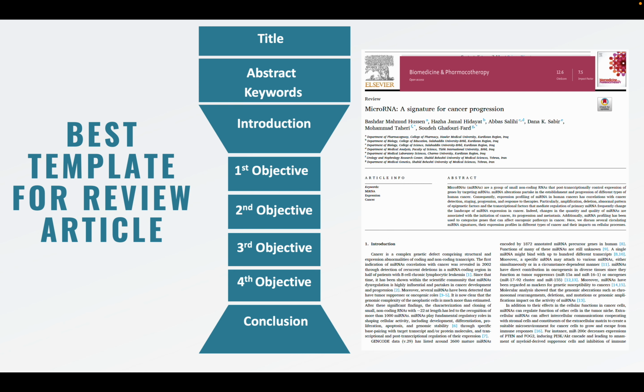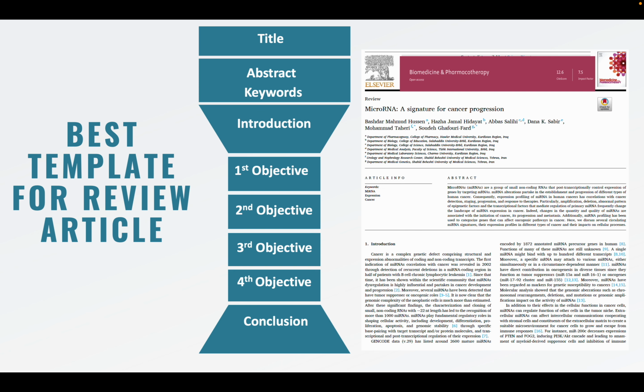This is our previous published paper in Biomedicine and Pharmacotherapy. The CiteScore for this journal is 12.6 and the impact factor 7.5.